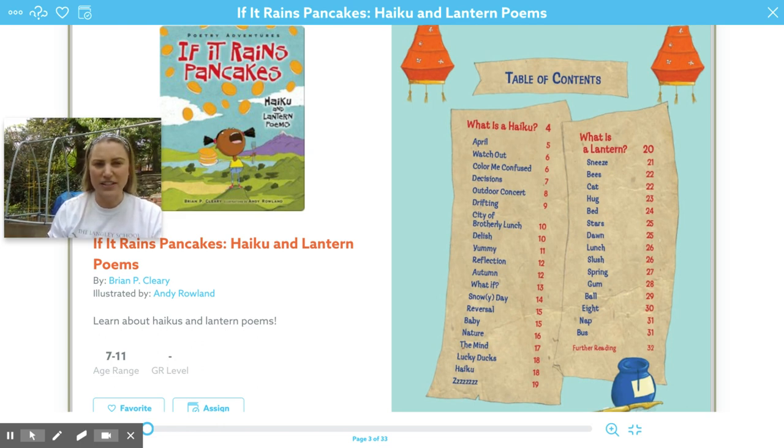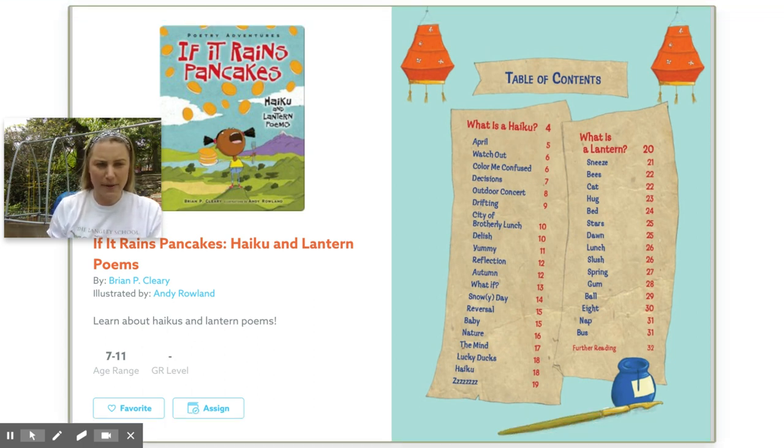This is a book called If It Rains Pancakes, Haiku and Lantern Poems, and it's by Brian P. Cleary and illustrated by Andy Rowland. This book has 2 types of poems, haiku and lantern poems. Today, we are going to read the haiku poems. We're going to have another time where we learn about lantern poems because they are also super cool.